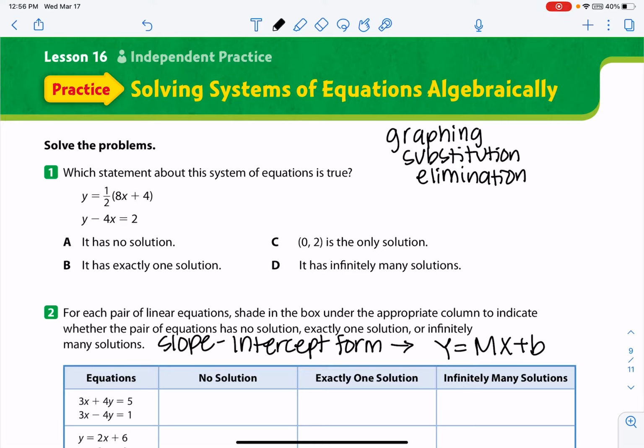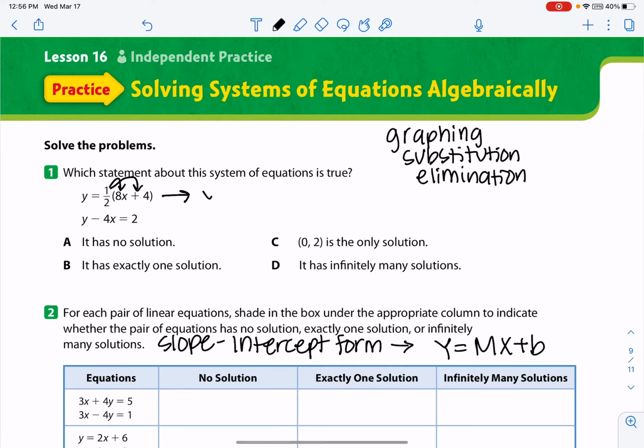All right, so number one says which statement about this system of equations is true. And it's talking about how many solutions it has. When it's talking about how many solutions it has, you need to make sure you put both of the equations in slope-intercept form, which is y equals mx plus b. The top one is fine, but I need to make sure I simplify it as well.